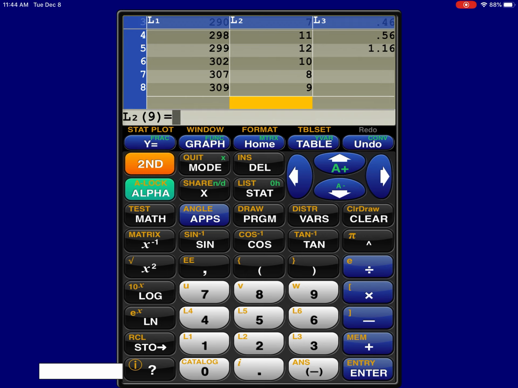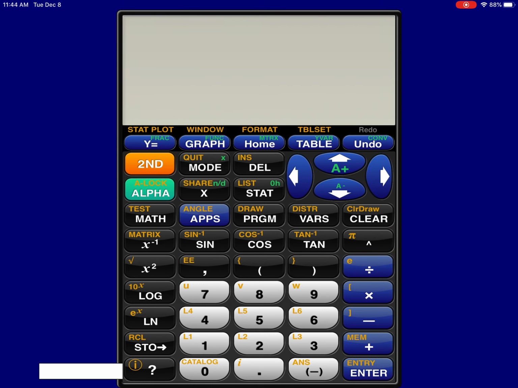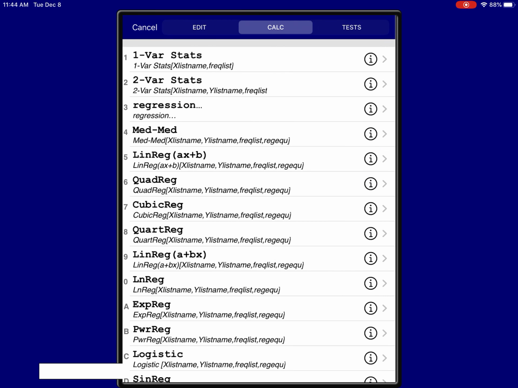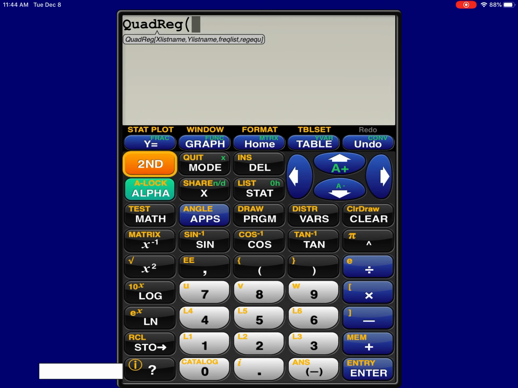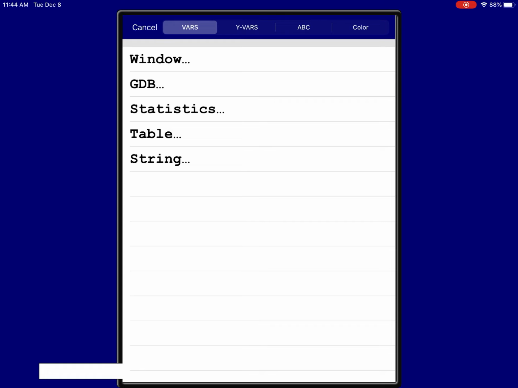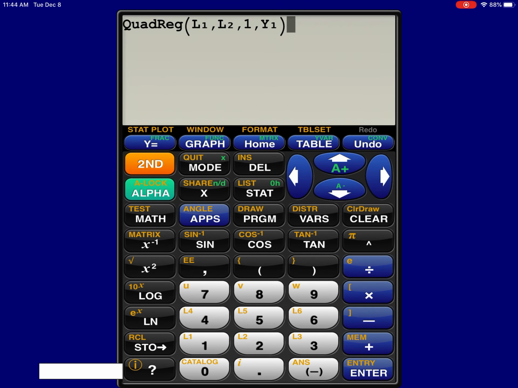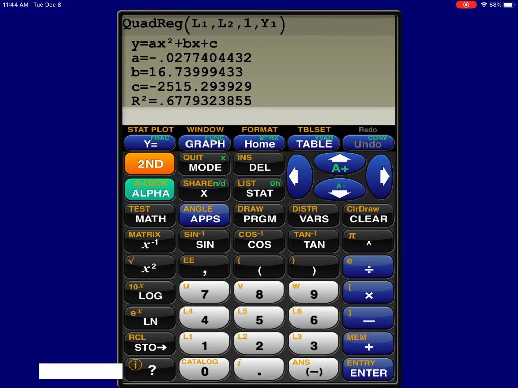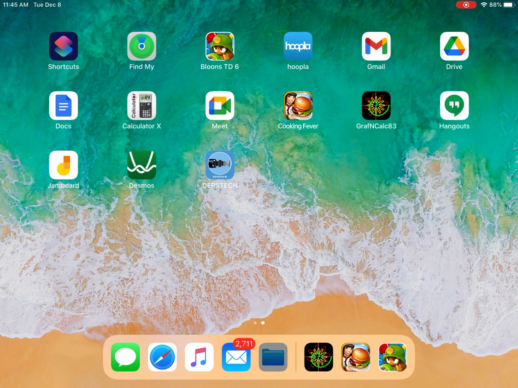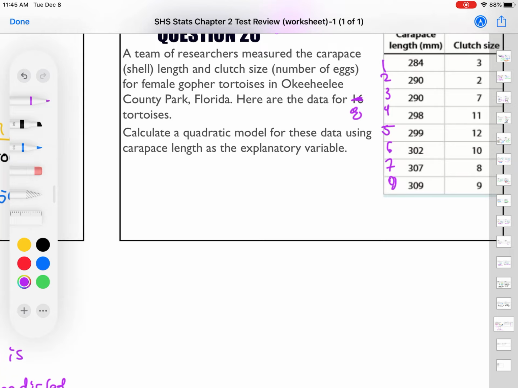Okay, so then let's just go ahead and go second mode to quit. Stat, calc, and then quadratic regression, which is number 6. L1, comma, L2, comma, 1, comma, vars, y1, just in case I want to see a graph. And then I have it right there. I'm just going to put in all of those numbers. And if you look at the coefficient of determination, probably not too strong, but it's what we got, because that's what the problem told us to do.